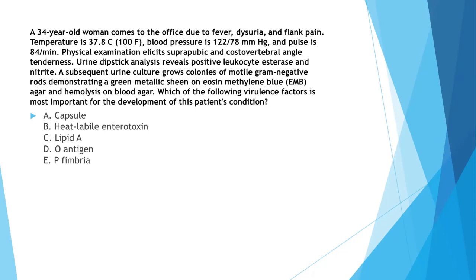A subsequent urine culture shows colonies of motile gram-negative rods demonstrating a green metallic sheen on eosin methylene blue agar and hemolysis on blood agar. Which of the following virulence factors is most important for the development of this patient's condition? Capsule, heat-labile enterotoxin, lipid A, O antigen, or P fimbriae?